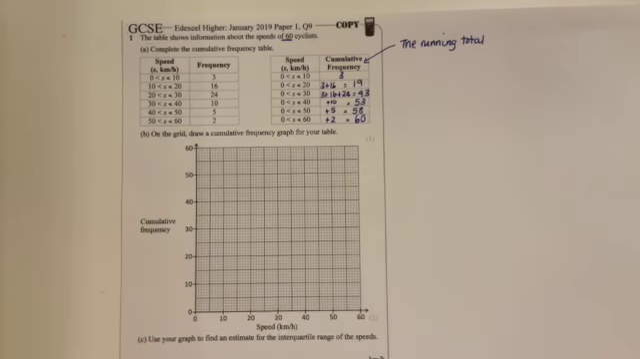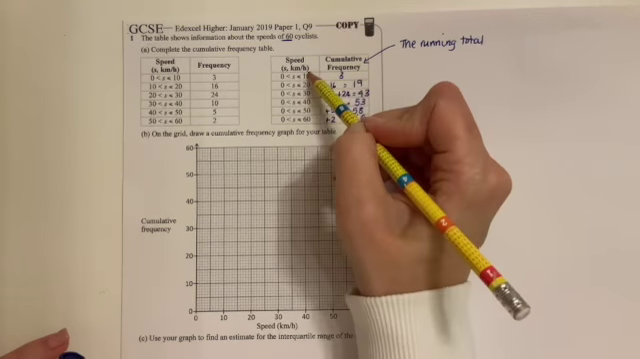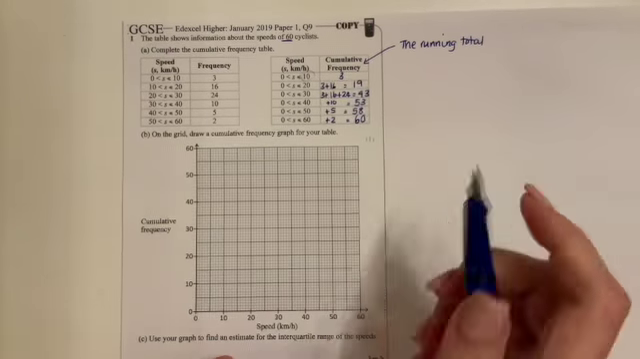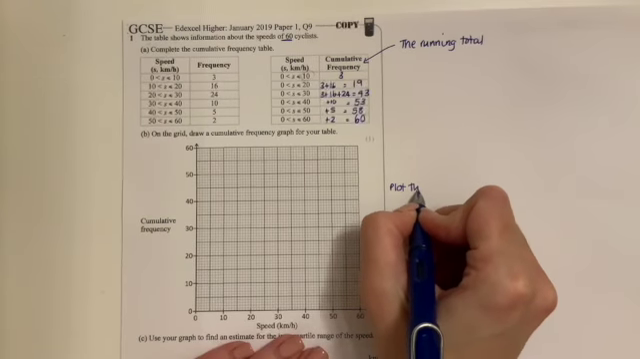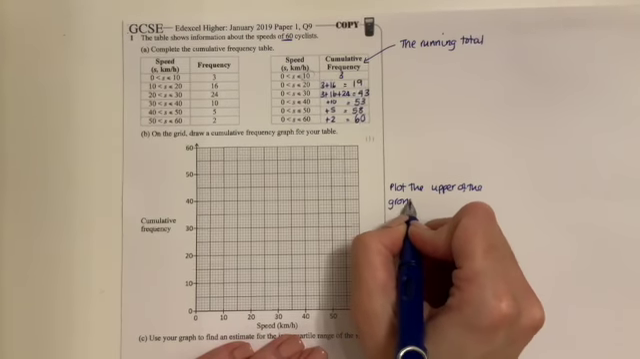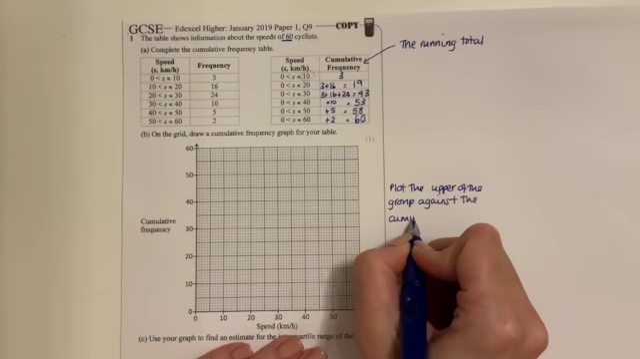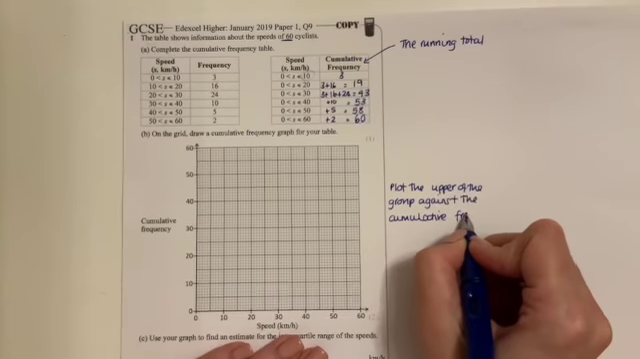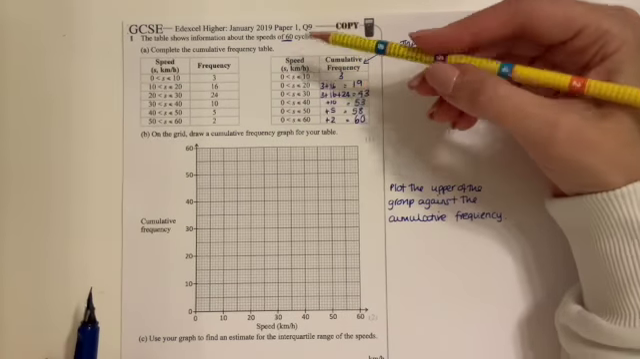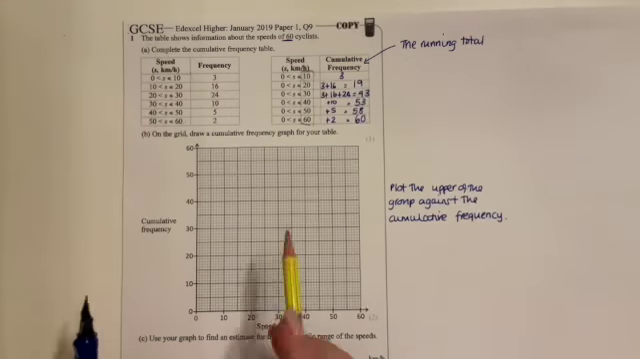Right, the next part is to draw the cumulative frequency graph, okay? So what we do is we always plot the upper of the group against the cumulative frequency. So I'll write that by here. So plot the upper of the group against the cumulative frequency. Okay, so these are the uppers, so these are the ones I'm going to use. Okay, it's the same on this table, so it doesn't matter which table you use.